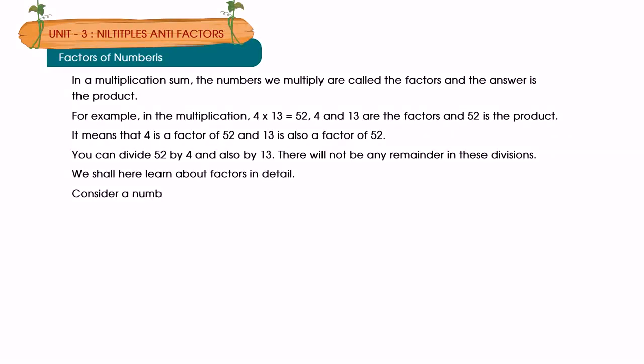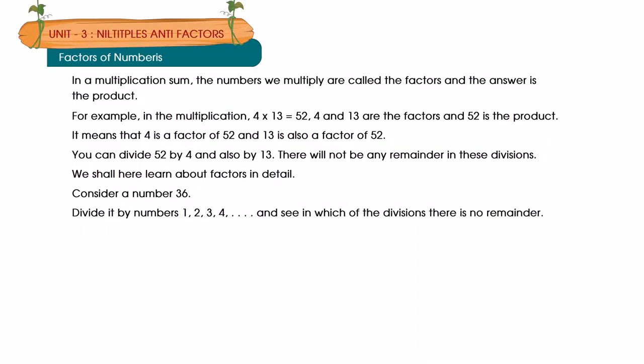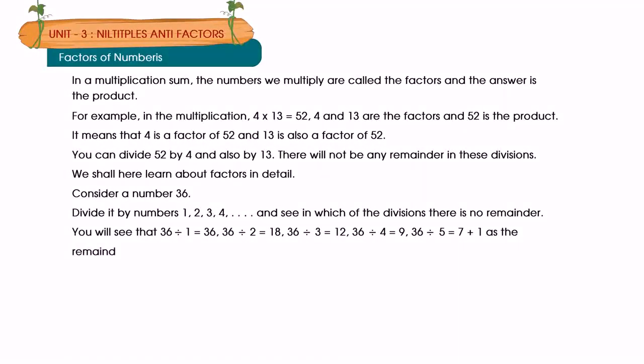Consider a number 36. Divide it by numbers 1, 2, 3, 4, and so on, and see in which of the divisions there is no remainder. You will see that 36 divided by 1 is equal to 36. 36 divided by 2 is equal to 18. 36 divided by 3 is equal to 12. 36 divided by 4 is equal to 9. 36 divided by 5 is equal to 7 with 1 as the remainder.